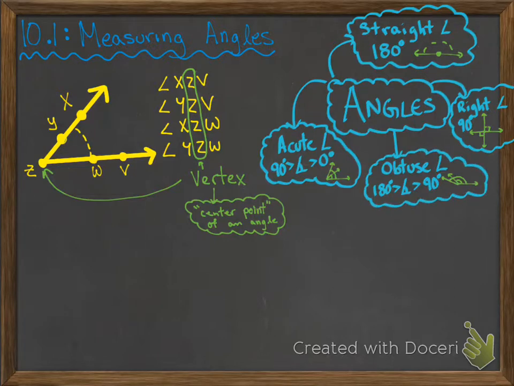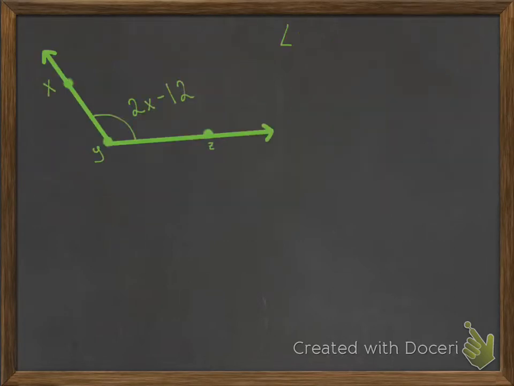Okay, so let's say I have this angle, and I tell you that it is 2x minus 12, and angle XYZ is also 160 degrees. Well, because the angle is 160 degrees, and it's also 2x minus 12, that means that those two things must be equal to each other. So I can use this information to make an equation and then solve for x. So 2x minus 12 equals 160.